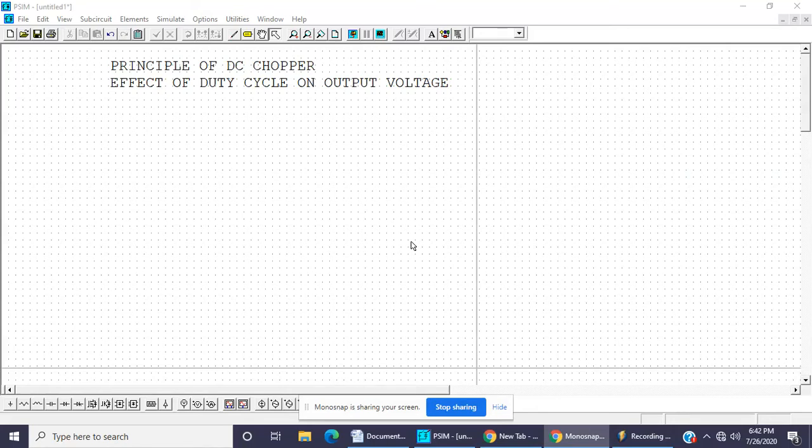Today we learn about the function of DC chopper. The function of DC chopper is to convert fixed DC voltage into variable DC voltage, similar to the transformer. So now we see how the simulation of DC chopper is done.